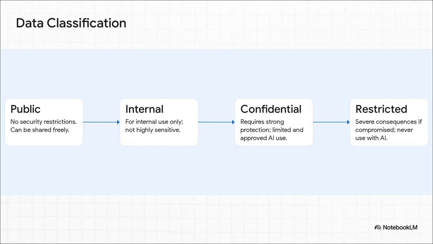Now, to make that protection real and practical, the guide gives us this simple but incredibly powerful 4-tiered system for classifying data. And why does this matter so much? Because not all data is created equal, right? This framework makes sure your team doesn't accidentally feed highly restricted customer info into a public AI tool. A mistake like that could have absolutely devastating consequences.